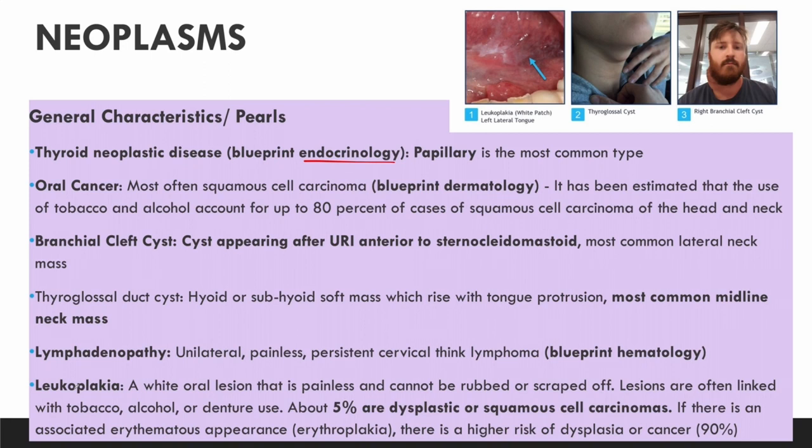Leukoplakia itself is not cancer, but it increases the risk of cancer by a lot. It is painless, and it can't be scrubbed off the tongue. It's also associated with use of alcohol, tobacco, and dentures. About 5% of these develop into squamous cell cancers. We will talk about leukoplakia more specifically in the mouth lecture.